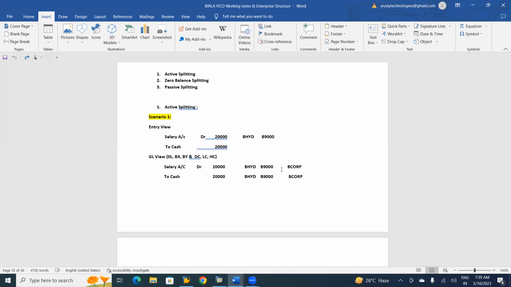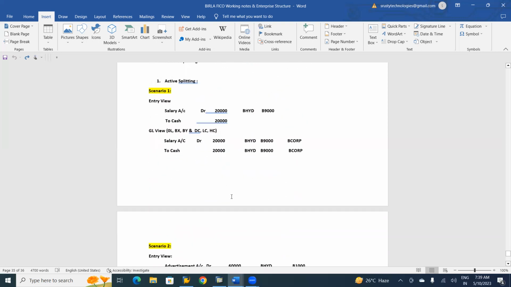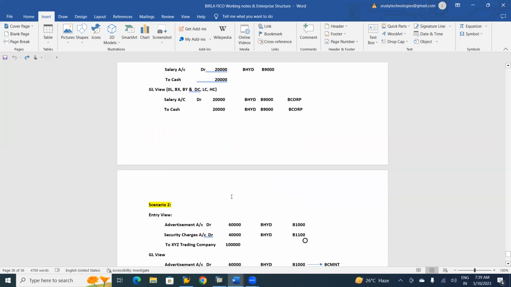So that is called active splitting, meaning the splitting happens according to the entry of the transaction. Then that splitting is known as active splitting. Any questions in this? Activation of document splitting will be at which level?